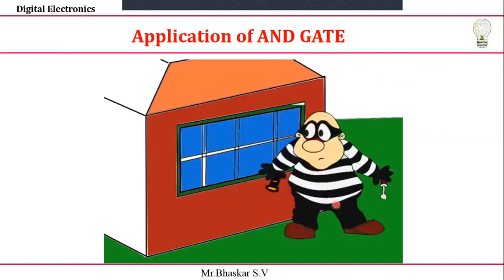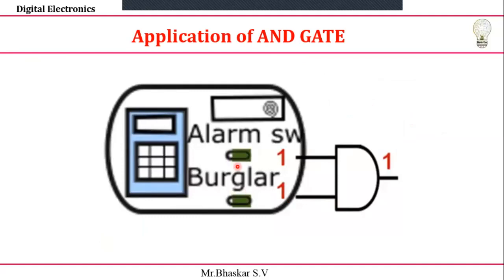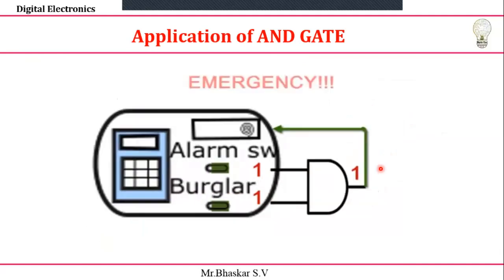So here a burglar comes into existence. Then my alarm switch is 1 and the burglar is also 1. Then the output will be 1. It sends an emergency signal to our alarm system. So it is 1, it is connected, and the sound will come out. In this way we are going to use my AND gate. So this is about the AND gate.